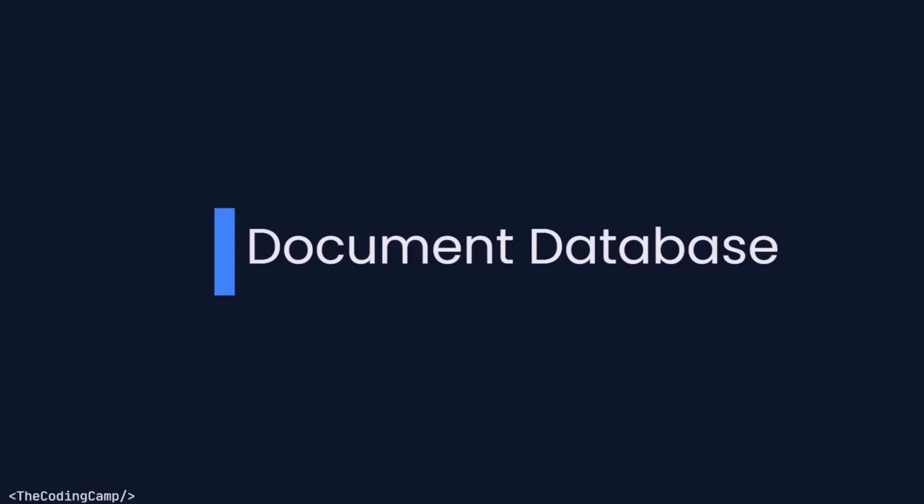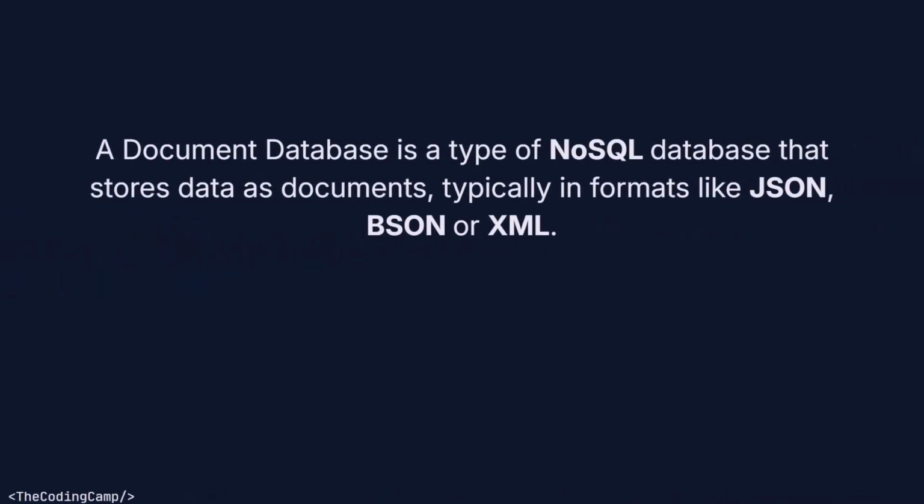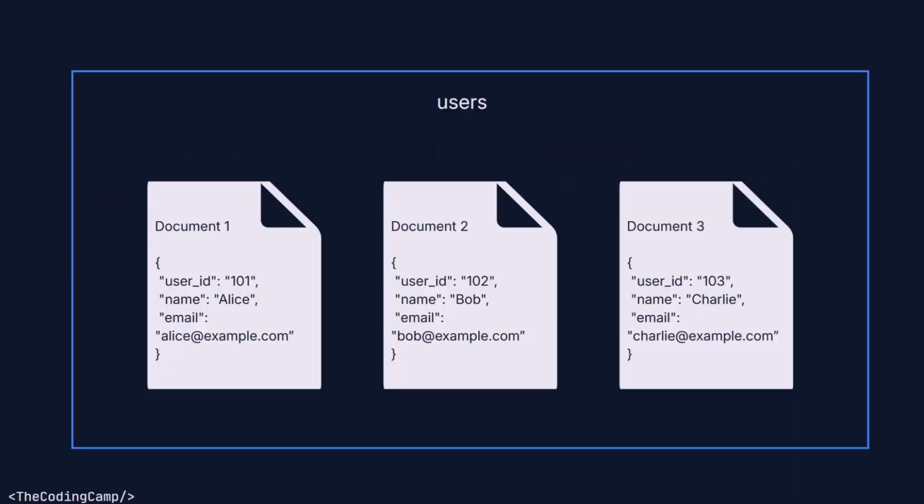If you've ever worked with JSON APIs, you're already halfway to understanding document databases. They store data in a very similar format. A document database is a type of NoSQL database that stores data as documents, typically in formats like JSON, BSON, or XML. Each document is a self-contained unit of data. Compared to SQL databases, each document is like a row in a SQL database table.